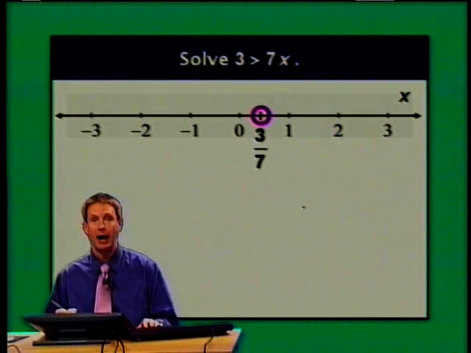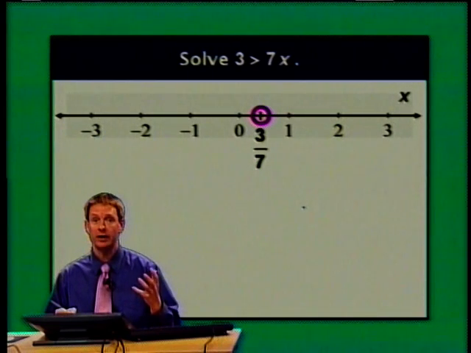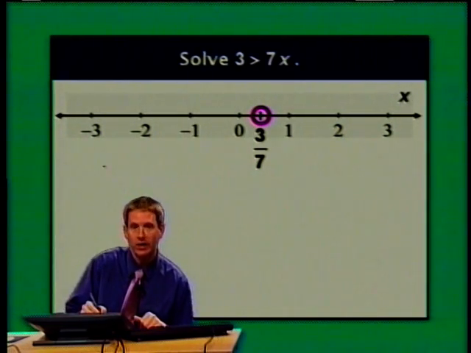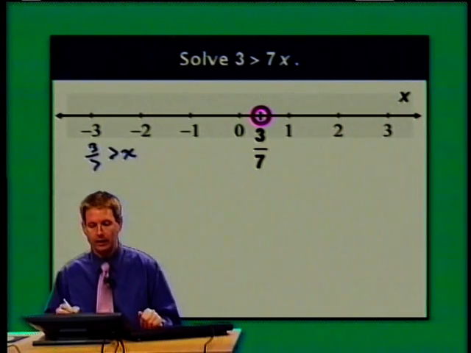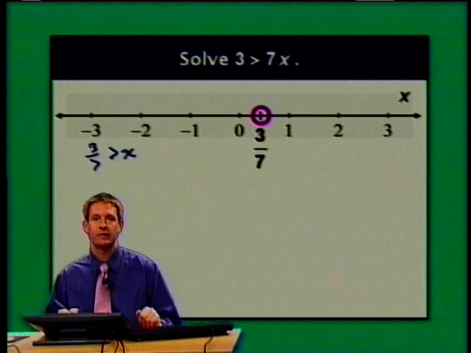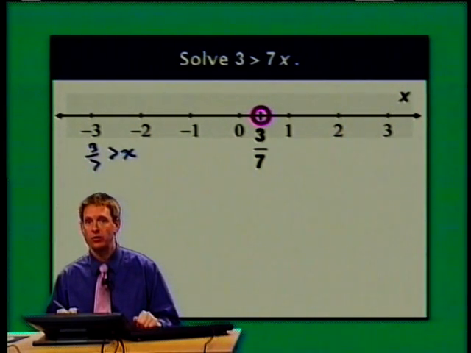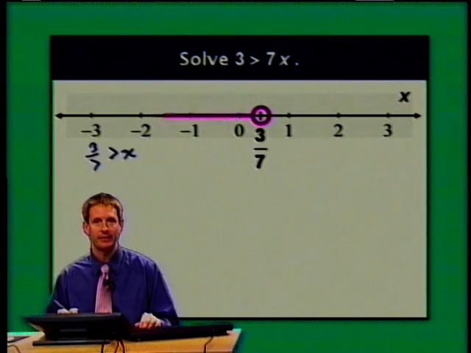Now, my proposed equivalent inequality was that 3/7 is greater than x. That means that 3/7 lies to the right of x, so I need to indicate the points to the left of 3/7. And I need to put an arrow to indicate that this interval never stops.